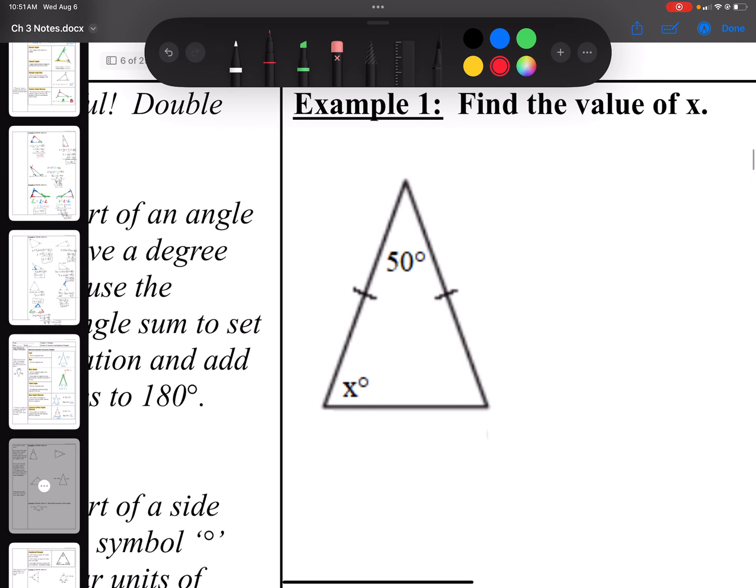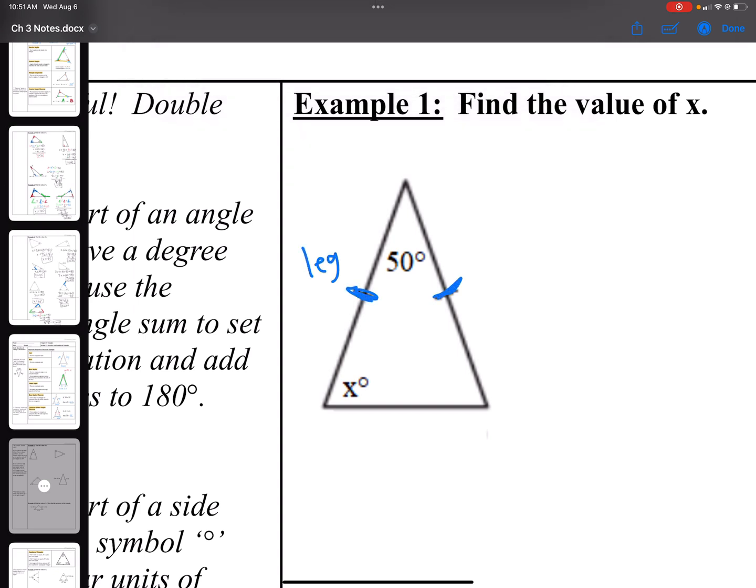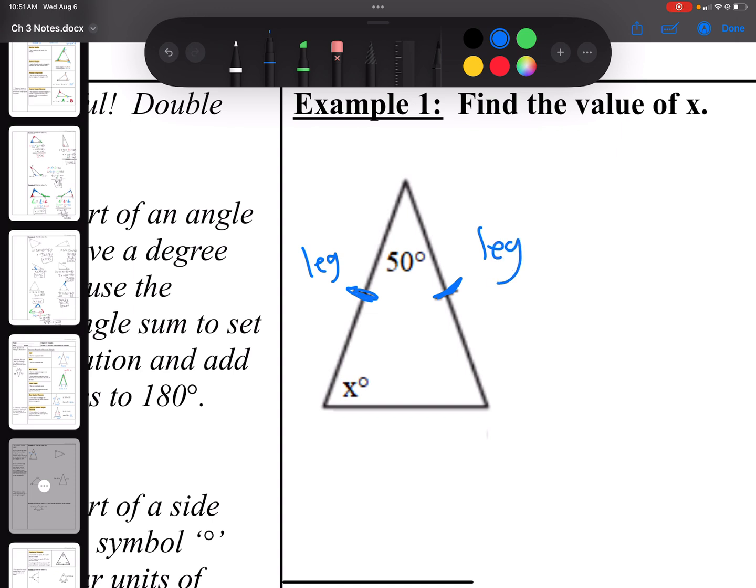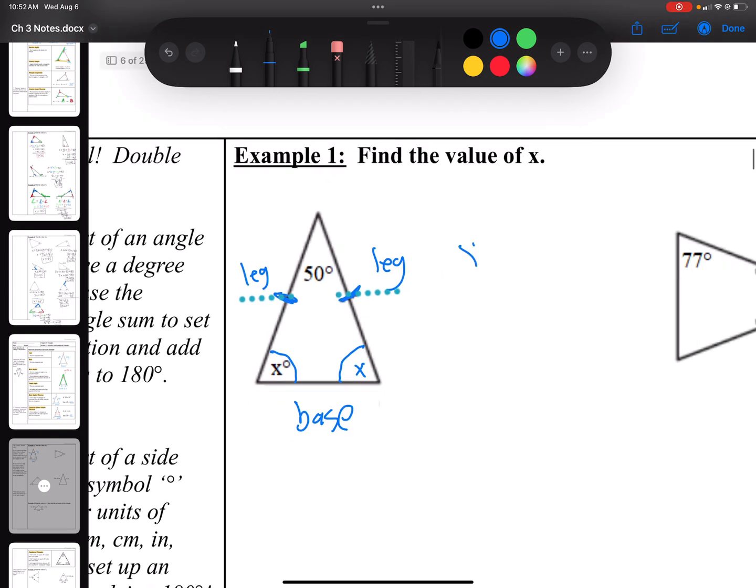In this one, X is an angle inside this triangle. Now I notice that this triangle has two equal sides, which means it is an isosceles triangle. These are the legs, meaning the non-congruent side is the base. And we know in an isosceles triangle, the base angles are congruent. So if that's X, I can also call that X. So that means the X plus the other angle has to add up to 180.